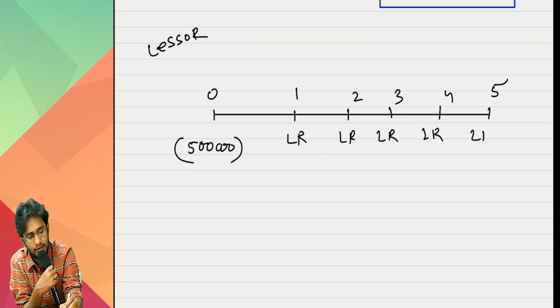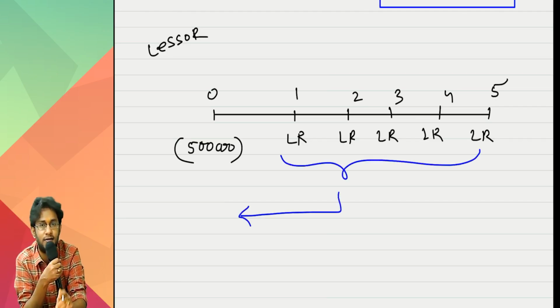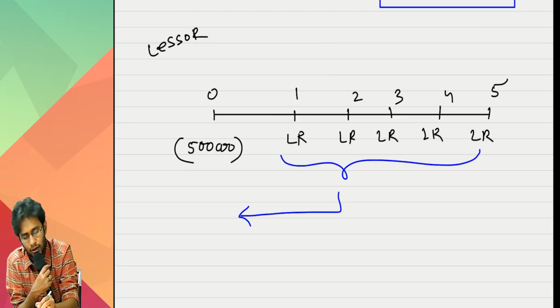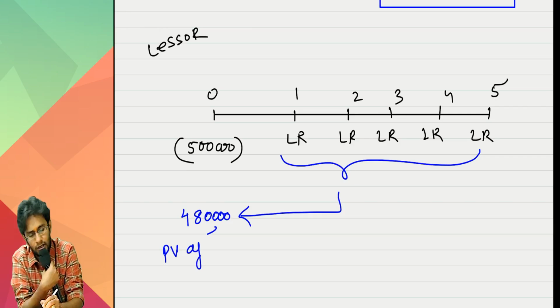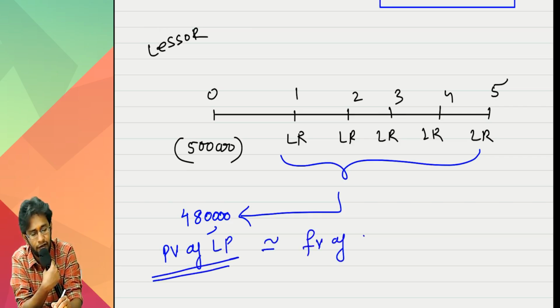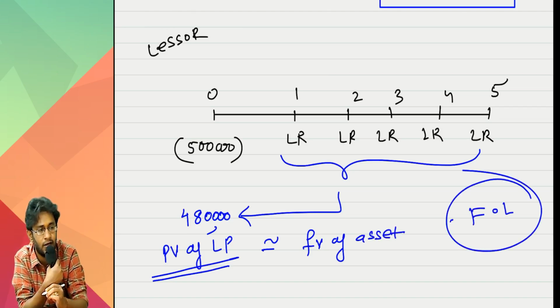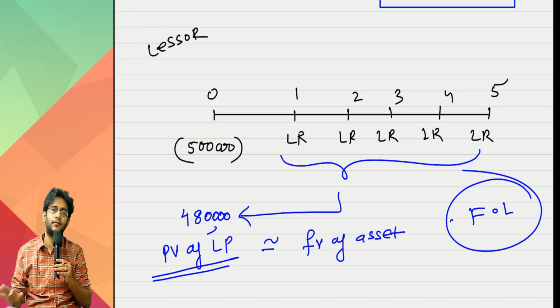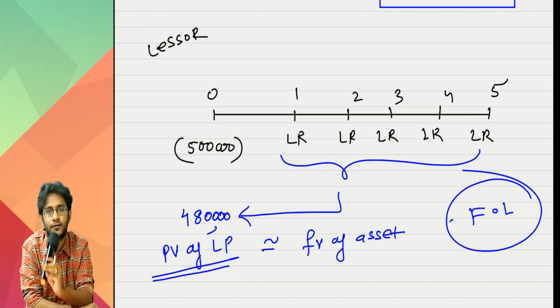What our standard asks is, work out the present value of these lease rents and see how much the present value is. Suppose I got an amount of 4,80,000. The standard says, if the present value of the lease payments is substantially equal to the fair value of the asset as of today, this lease is categorized as a finance lease. You tell me the logic for this. What's the logic for this?